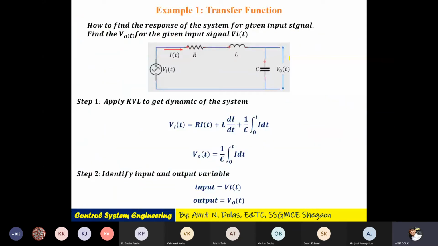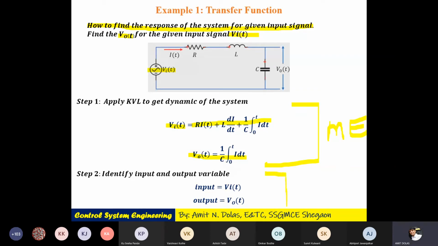We come back to the example that we already had in the previous PPTs. How do we find the response of the system if Vo is the output and Vi of t is the input? Applying KVL, we get Vi of t, which we have already seen: R i of t plus L di of t by dt plus 1 by C integral of i of t dt. The output will be 1 by C integral of i of t dt. These are the model equations.